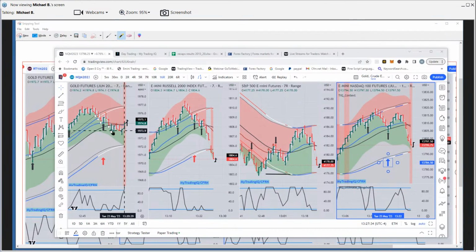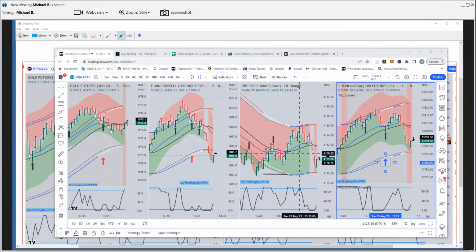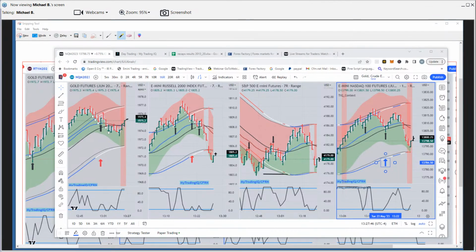And the gold's not giving us anything here either. Look, none of them, they all just gapped down. See those gaps right there? On each one of these indices, I don't know what happened there to make it gap down like that. All 3 of them gapped down.